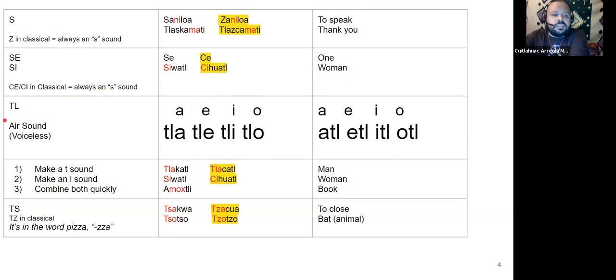The TL sound. I did post this on Speak Nahuatl and also on my TikTok. It's an air sound. It's voiceless, meaning that you don't use your vocal cords to pronounce this sound. Take note it's one sound. So, one, make a T sound. Let's do it four times. T, t, t, t. Two, make an L sound. And three, combine both quickly.